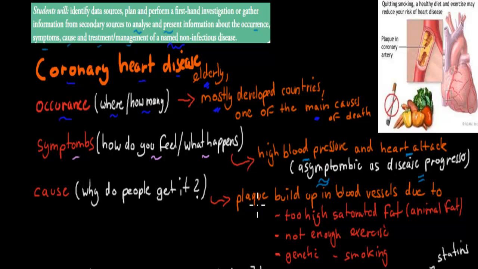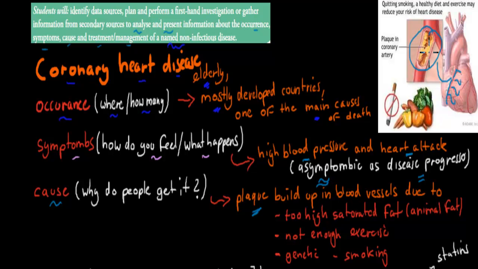All right, so the cause, that means why do people get it? Well, there's some plaque buildup in the actual blood vessels. So you can see here, this is a blood vessel, and this blood vessel supplies blood to the heart. That's why it's called coronary heart disease. These are coronary blood vessels. These are the ones that supply blood to the heart.